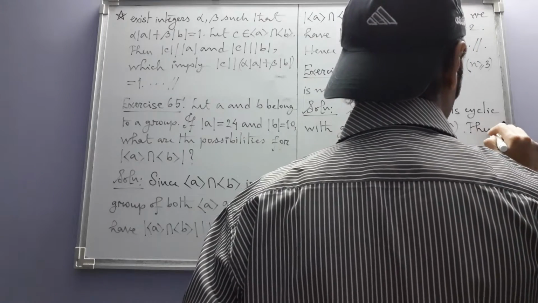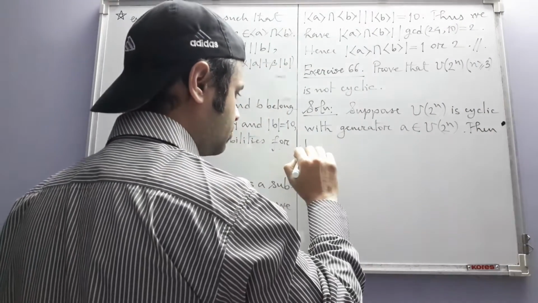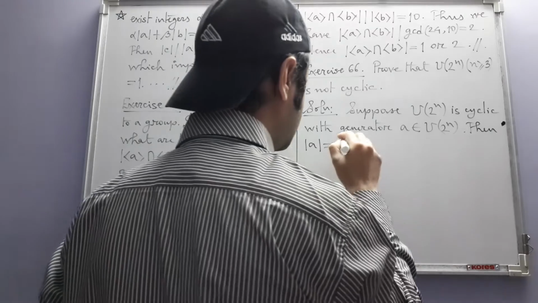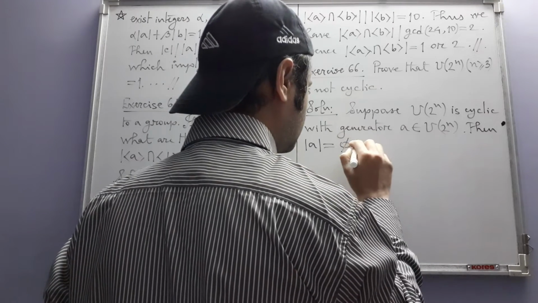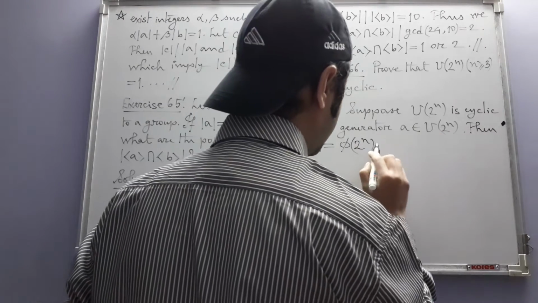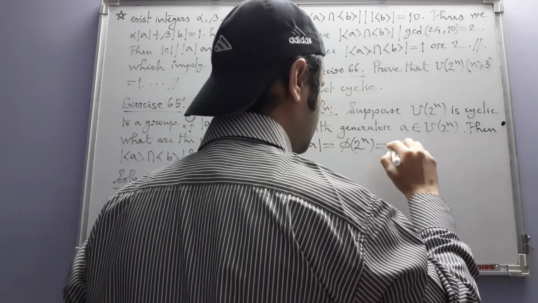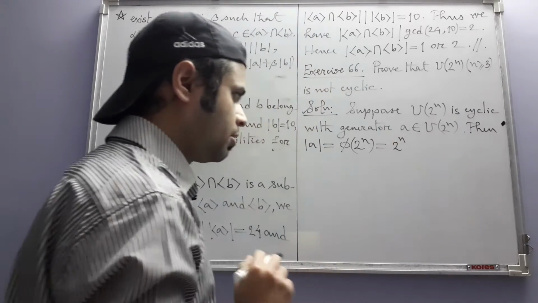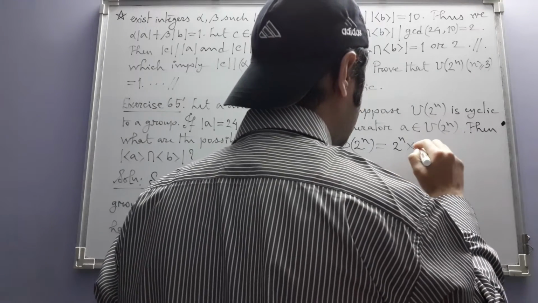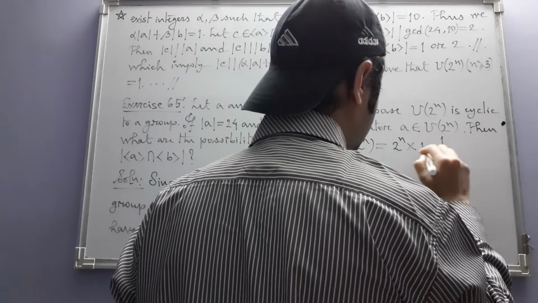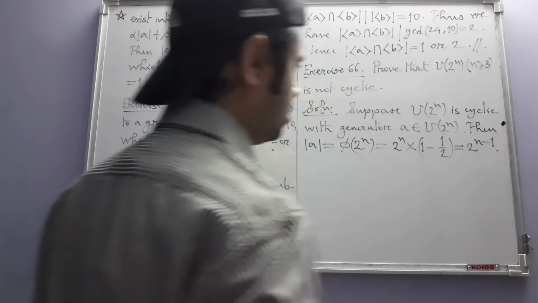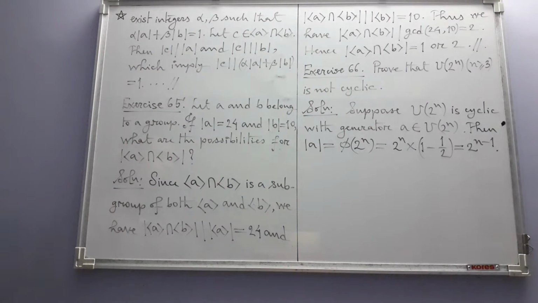Then what is the order of A? The order of A then will be the order of the group, which is the Euler phi function value of 2 to the power n. Since the only prime factor of the number 2 to the power n is 2, so just like before, this is 1 minus 1 over 2, which is 1 over 2 itself, so we get 2 to the power n minus 1. Okay.